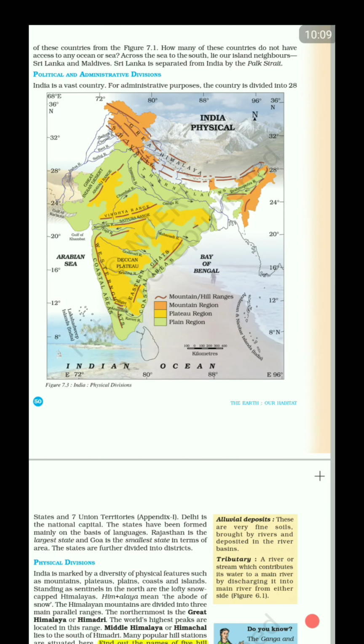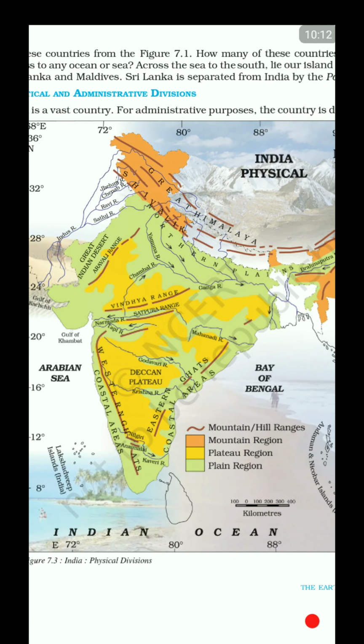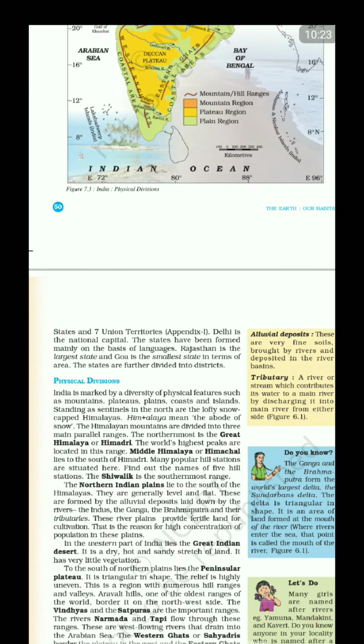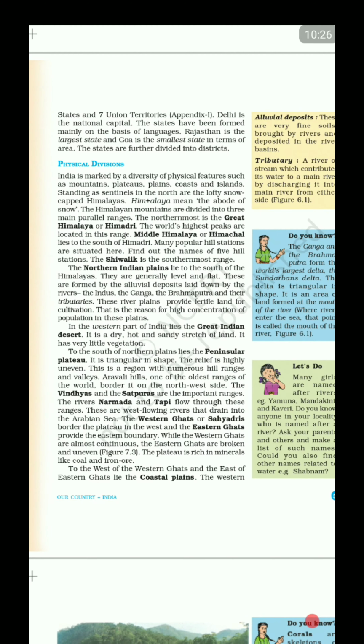Okay, so what we covered: the mountains, the Great Himalayas, Middle Himalaya, Shivaliks, then Western Ghats, Eastern Ghats, then the mountains like the Aravalli Range, Vindhya Range, Satpura Range, right? And the Purvanchal Hills also. Apart from that, we also covered the plateau. We understood the difference between a plain and a plateau. We then covered what a plain is. There are very important mountains in the plateau, such as the Aravalli Hills, which are the oldest.